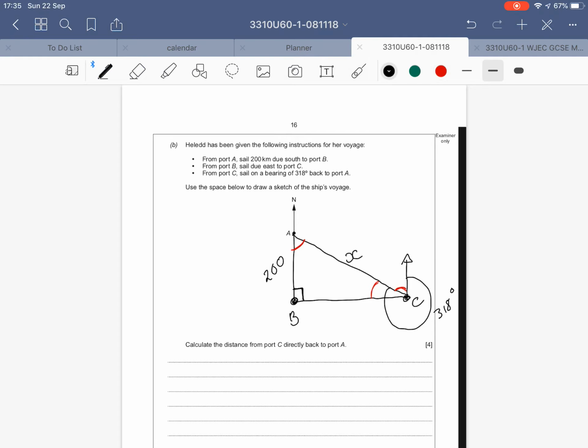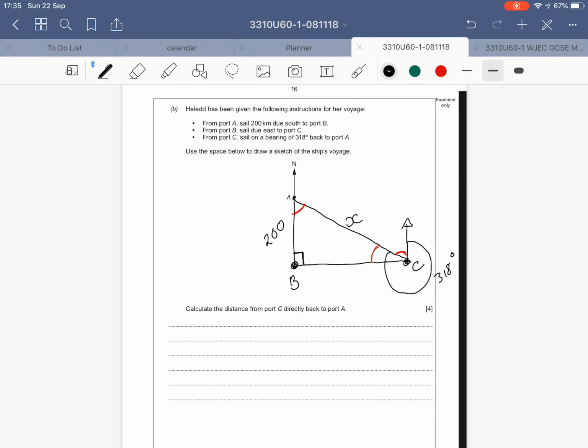I wonder if it works with 90 degrees. Let's find out. I might do something completely wrong now, but oh well. No, let's not use 90 degrees. I'm not going to do that. So this angle here, up the top, is the back bearing. So take off 180 from 318, which is 138. Then you can find this angle is 42. So I'm going to use 42. I don't even care about the other one. It's obviously 48, but you don't even need it.